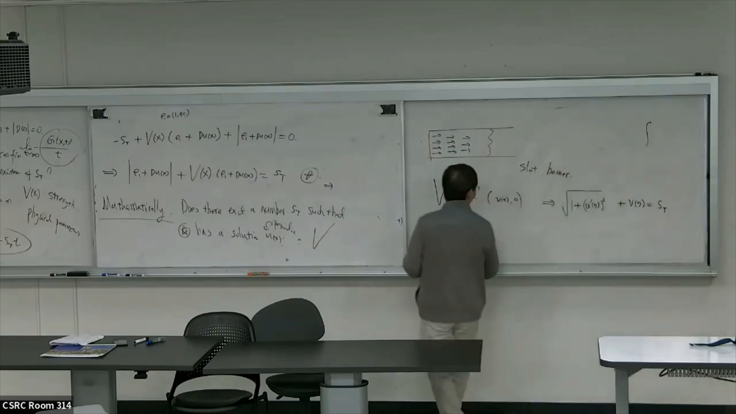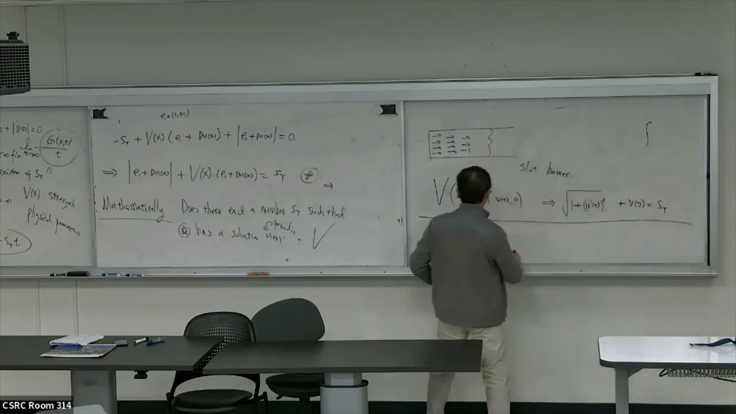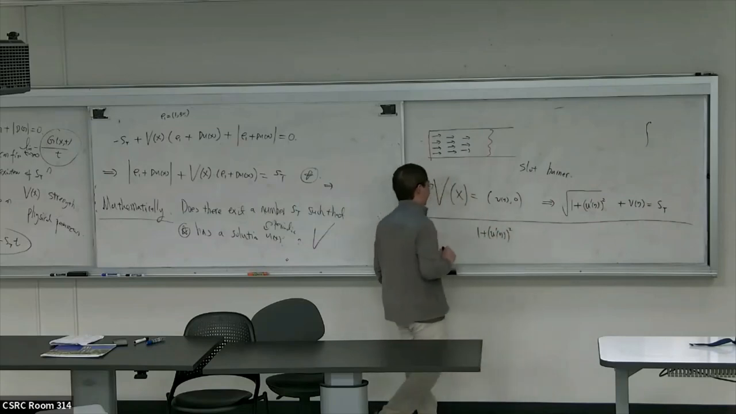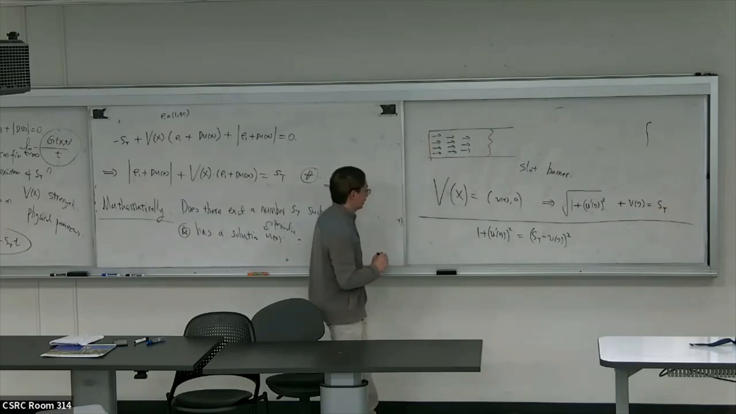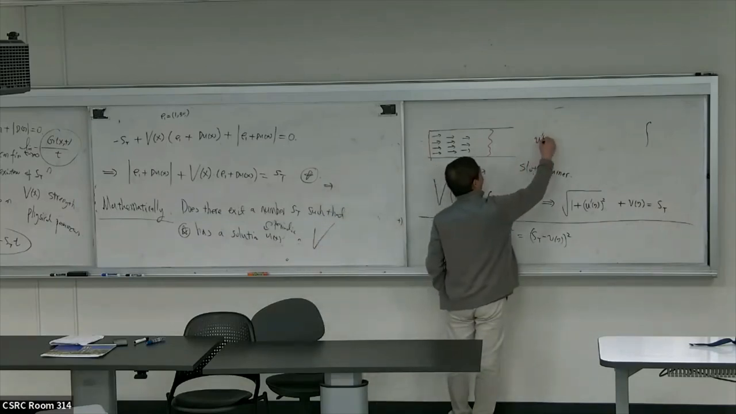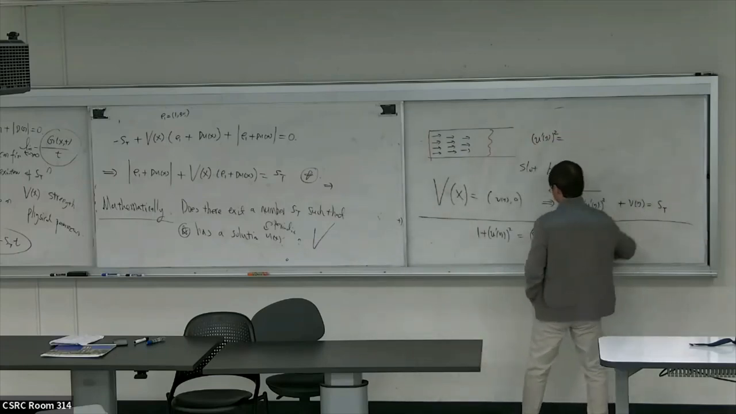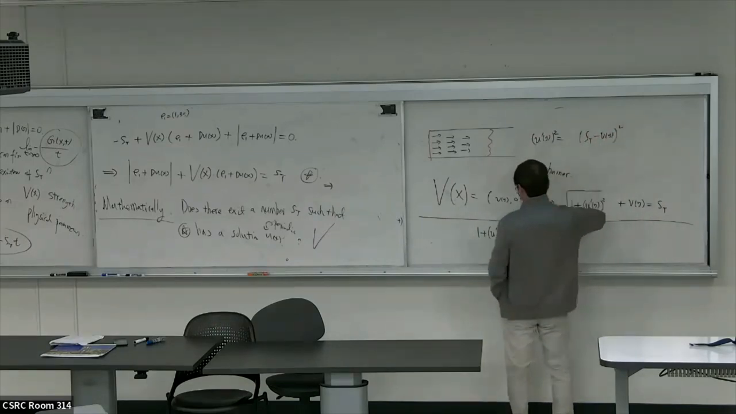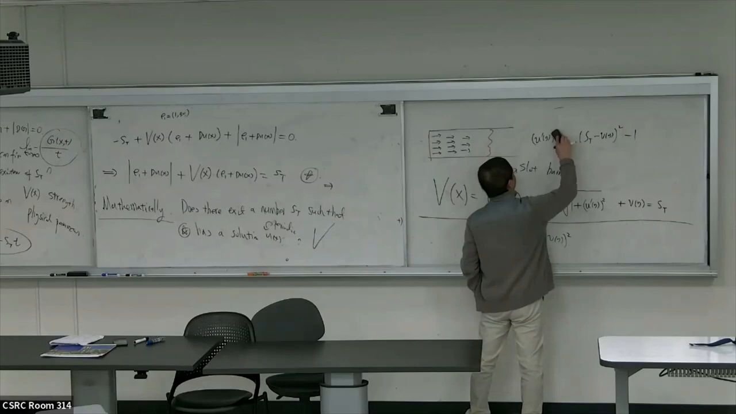Well, the point is, because this is 1D, we can solve it nicely. Let's take the square on both sides. One plus u prime y squared will be s_t minus vy squared. Then u prime y squared equals s_t minus vy squared, minus 1. Let's take the square root.